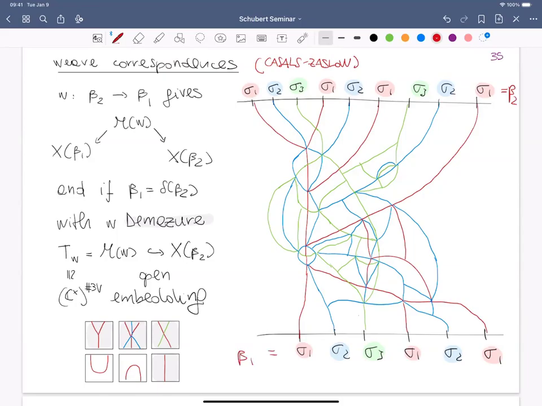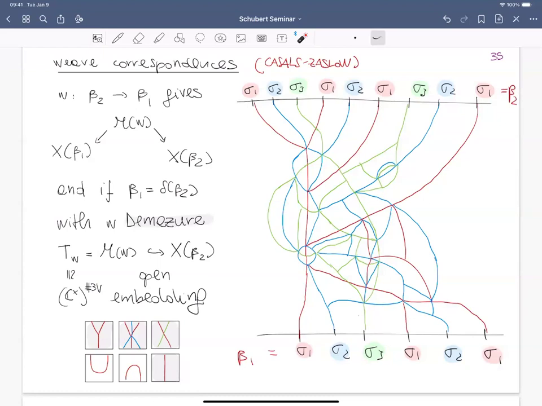So how does that work? We write the words on top and bottom as strings of Artin generators, and then we color Artin generators of the same type. So sigma 1, sigma 1, sigma 1, sigma 1 are red here and red at the bottom. Sigma 2 gets a blue color, sigma 3 gets a green color.